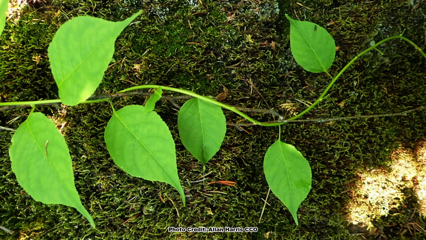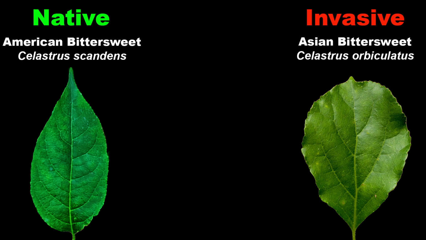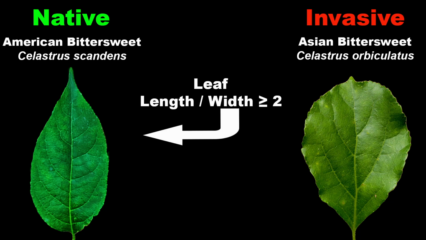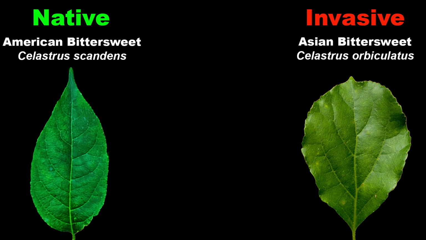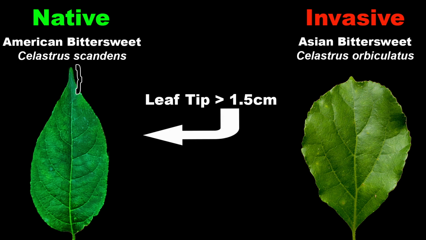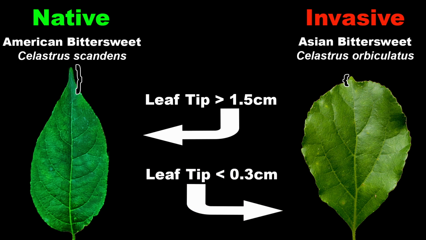Mature leaves can also be used for identification, but you will need a ruler and you must do some simple math. If the leaf length divided by width is greater than or equal to 2, then it is likely American bittersweet. And if the length divided by width is less than 1.4, it is likely Asian bittersweet. Leaf tip length of mature leaves can also be used, as American bittersweet will usually have a leaf tip longer than 1.5 centimeters or around 5/8 of an inch, and Asian bittersweet will mostly have a leaf tip of less than 0.3 centimeters or 1/8 of an inch.